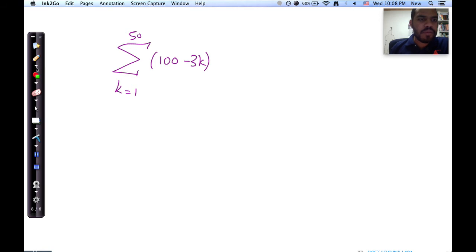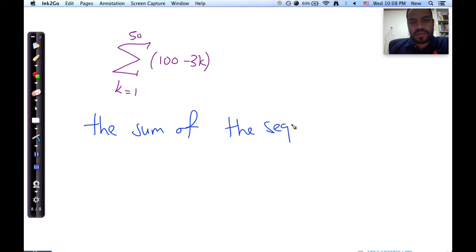Okay, so remember in previous videos I may have told you that when we read the question like this, it says find the sum of the sequence 100 minus 3k from k equals 1 to k equals 50. Right, and that's how you read it.